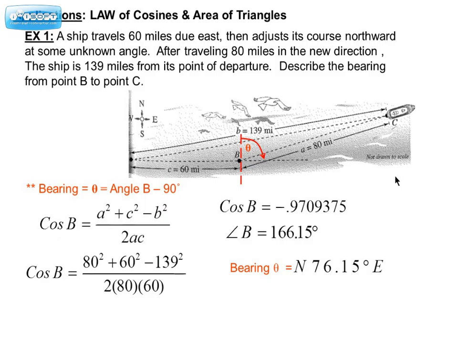I wish to emphasize that we have an oblique triangle with three given side length measures, but no angle measures. This is an excellent application for the use of the law of cosines.